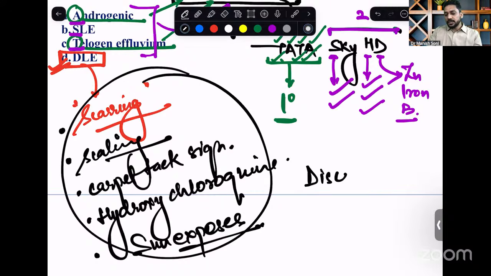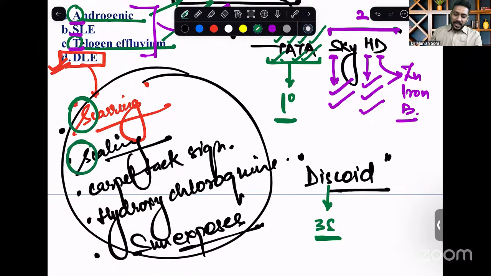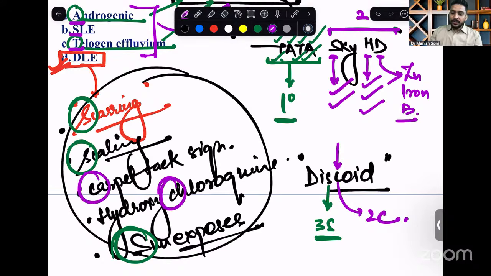DLE stands for discoid lupus erythematosus. SLE is systemic lupus erythematosus. This is the localized variant, discoid lupus erythematosus. And as you can see here, the third alphabet is S. So you can remember 3S: scarring alopecia, scaly lesions, occurs on sun exposure sites, and another alphabet is C. So you can remember 2C, that is carpet tack sign, and chloroquine is used in the treatment. So very easy to recall these points related to discoid lupus erythematosus.